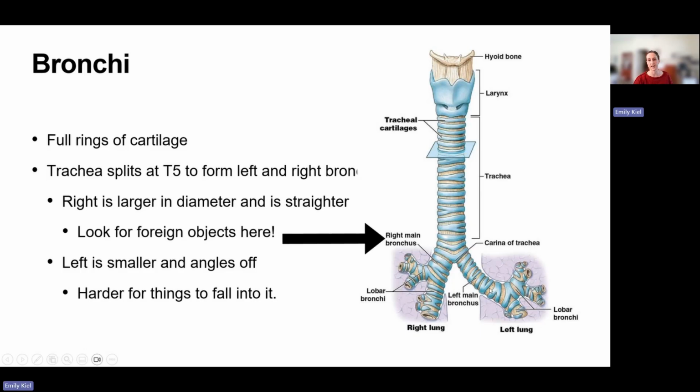This is where you've got that bifurcation into those right and left main bronchi. It's a really important landmark on x-rays to help locate where we are along the respiratory tract and where disease might be seen.